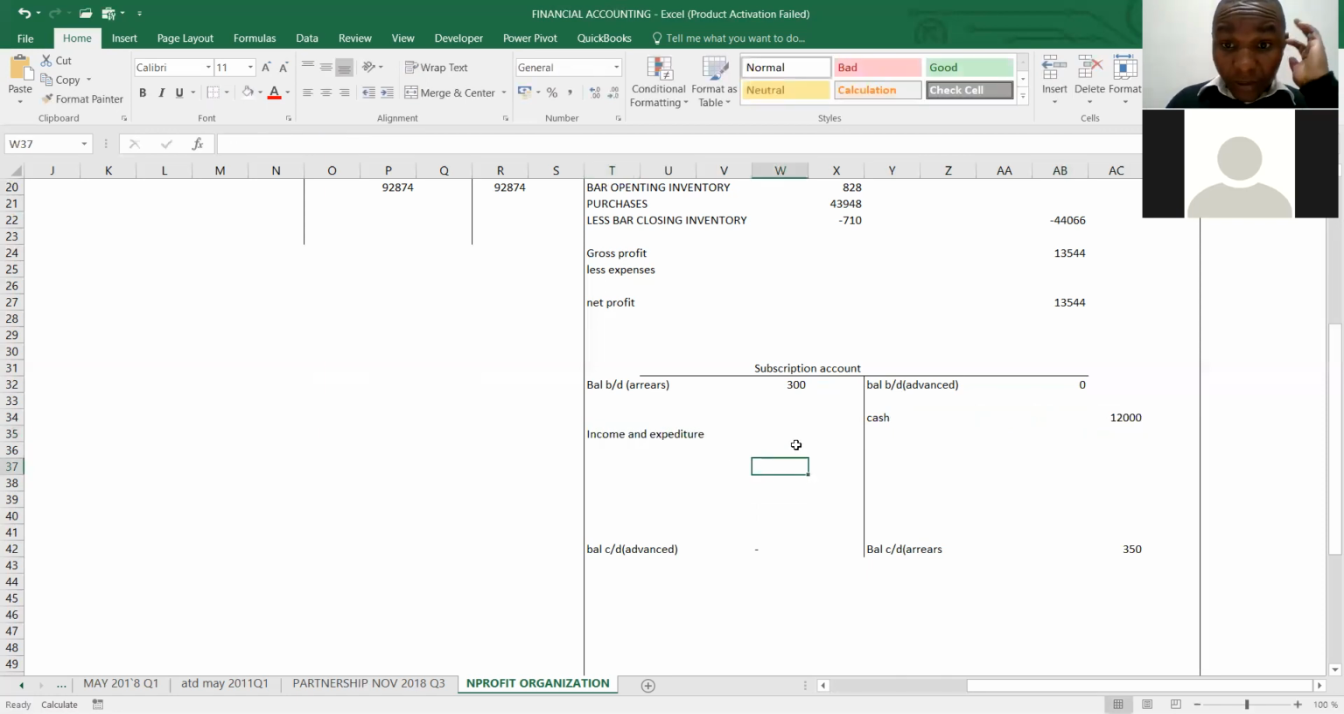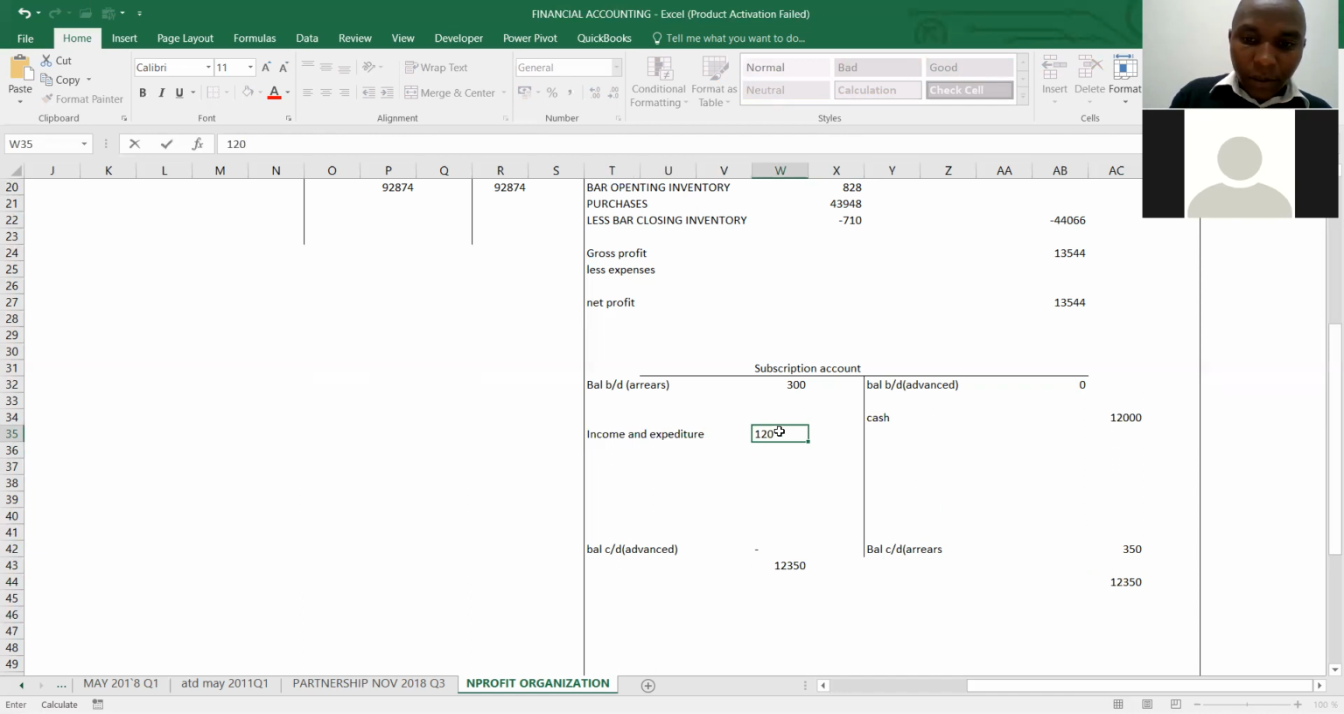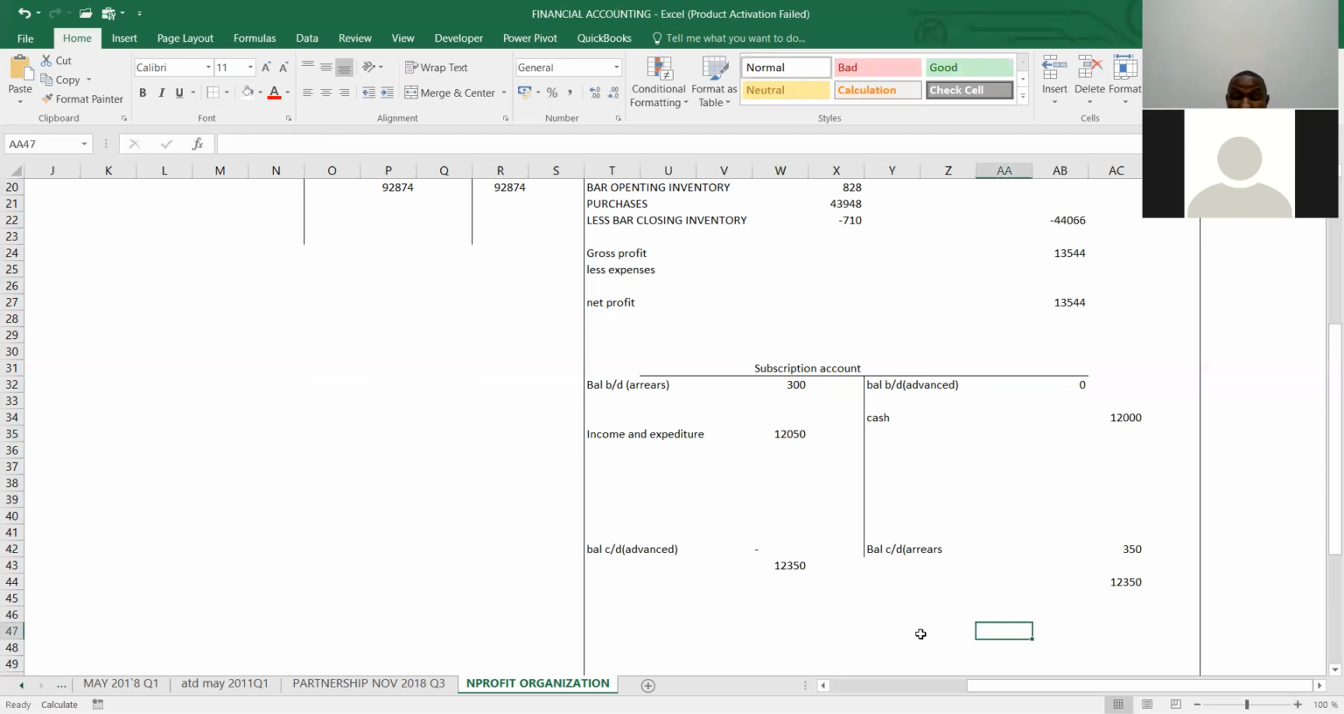And expenditure. So the balancing figure, the total here, will be 12,000 plus 350, giving us 12,350, which will be the same with this one, 12,350. So the balancing figure will be 12,350 minus 300. So the value I will take to my income and expenditure is 12,050. Is it really hard? There is nothing here. Just look and pick.